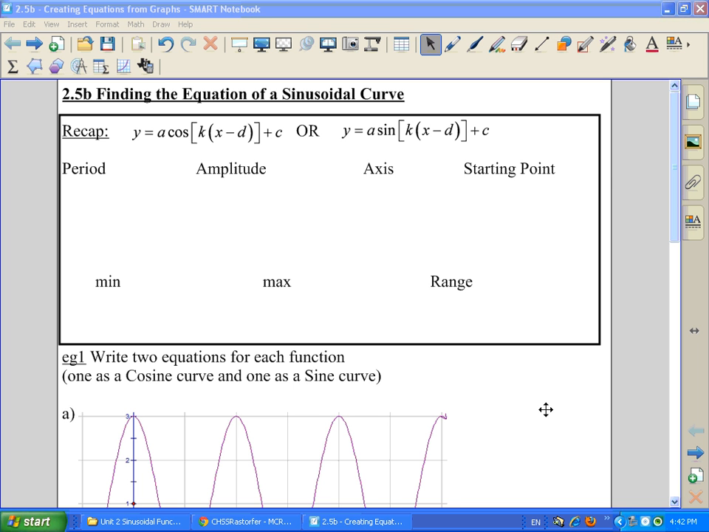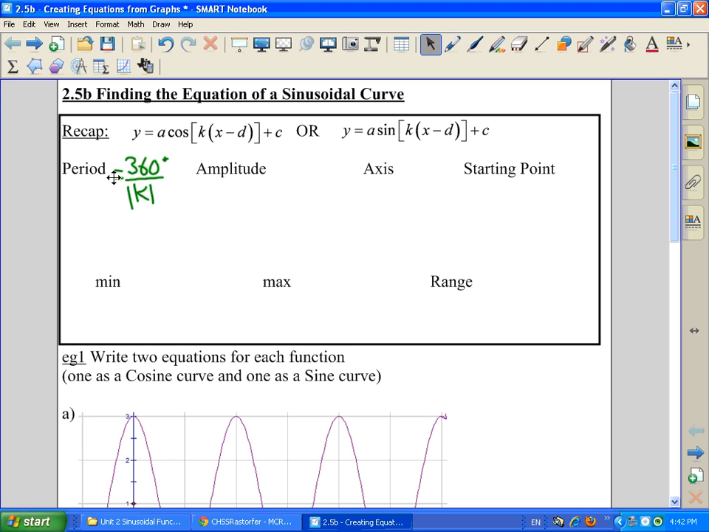For example, how do we find the period? That equals 360 degrees divided by the absolute value of k. We also learned that if we swap the k and the period, or switch them around or resolve for them, then k equals 360 divided by the period that you can see in your graph.